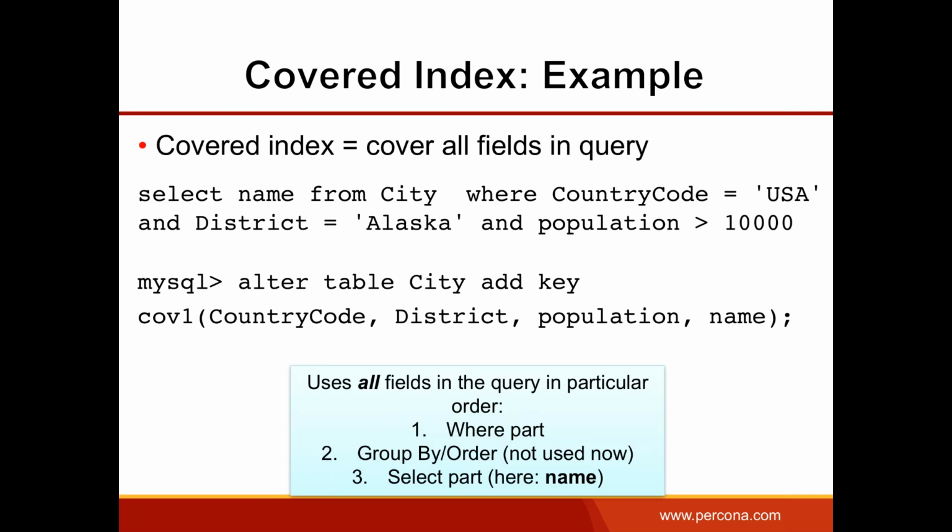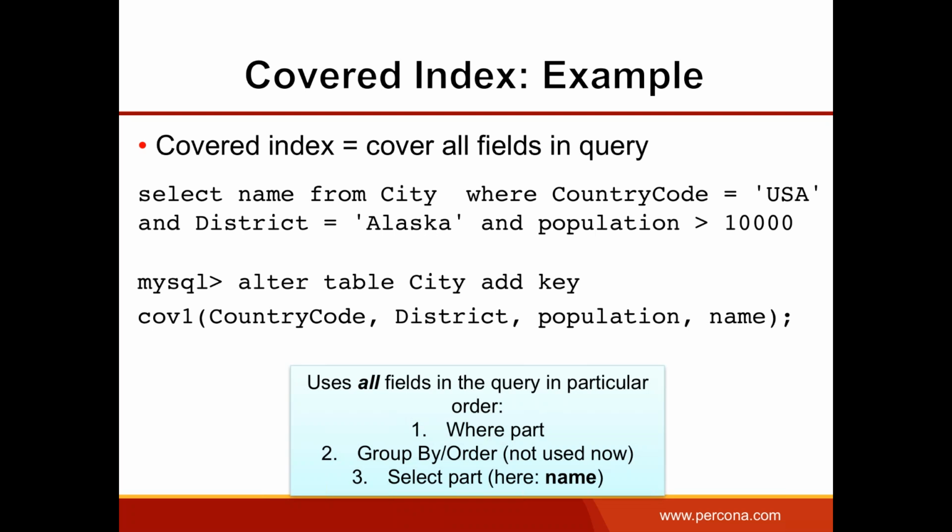Now here's the rule of thumb. If you want to create a really covered index, what you will need to do is to use all the fields in the query in this particular order. So first we'll need to add all the fields that are part of the where clause. Then we will need to add fields in the group by, order by, and there is no group by and order by here. And then finally we will need to add the select part.